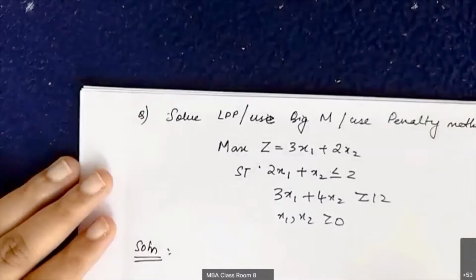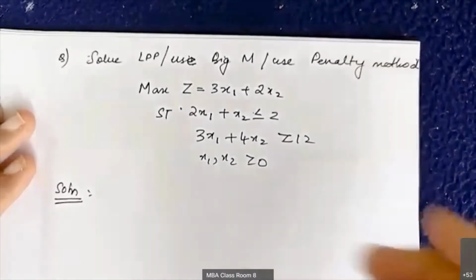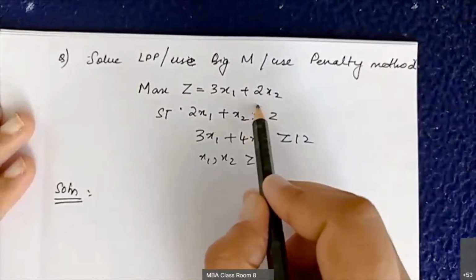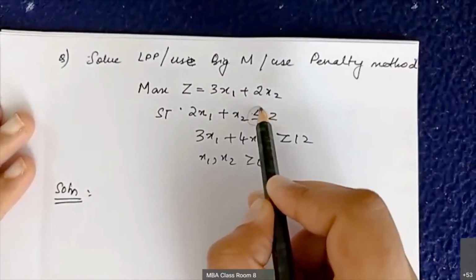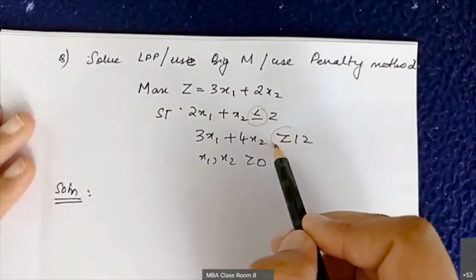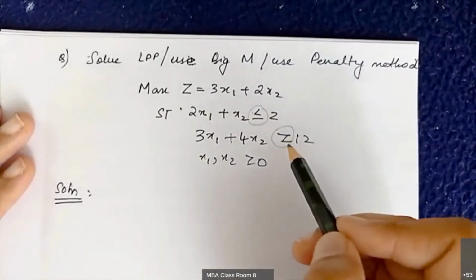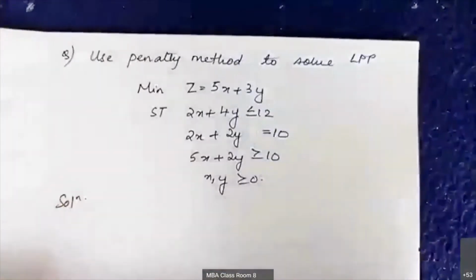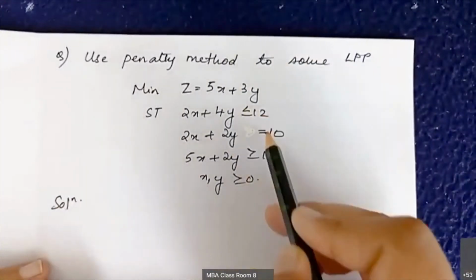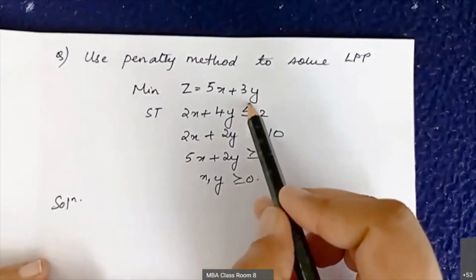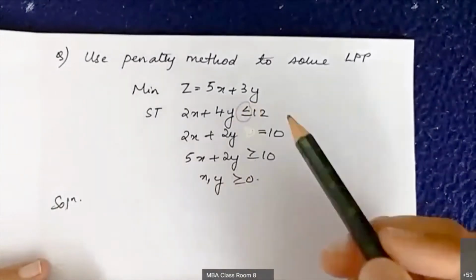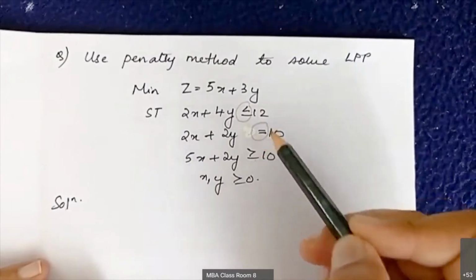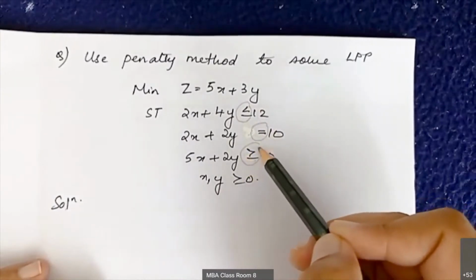See, we have here: solve the LPP. Here we have two main constraints. We have the less than or equal to symbol in the first constraint, but in the second constraint, we have greater than or equal to. That is the symbol we have there. Similarly, for the second question, we have three main constraints. For the first constraint, we have less than or equal to as the inequality symbol. For the second constraint, it is equal to. For the third constraint, it is greater than or equal to.